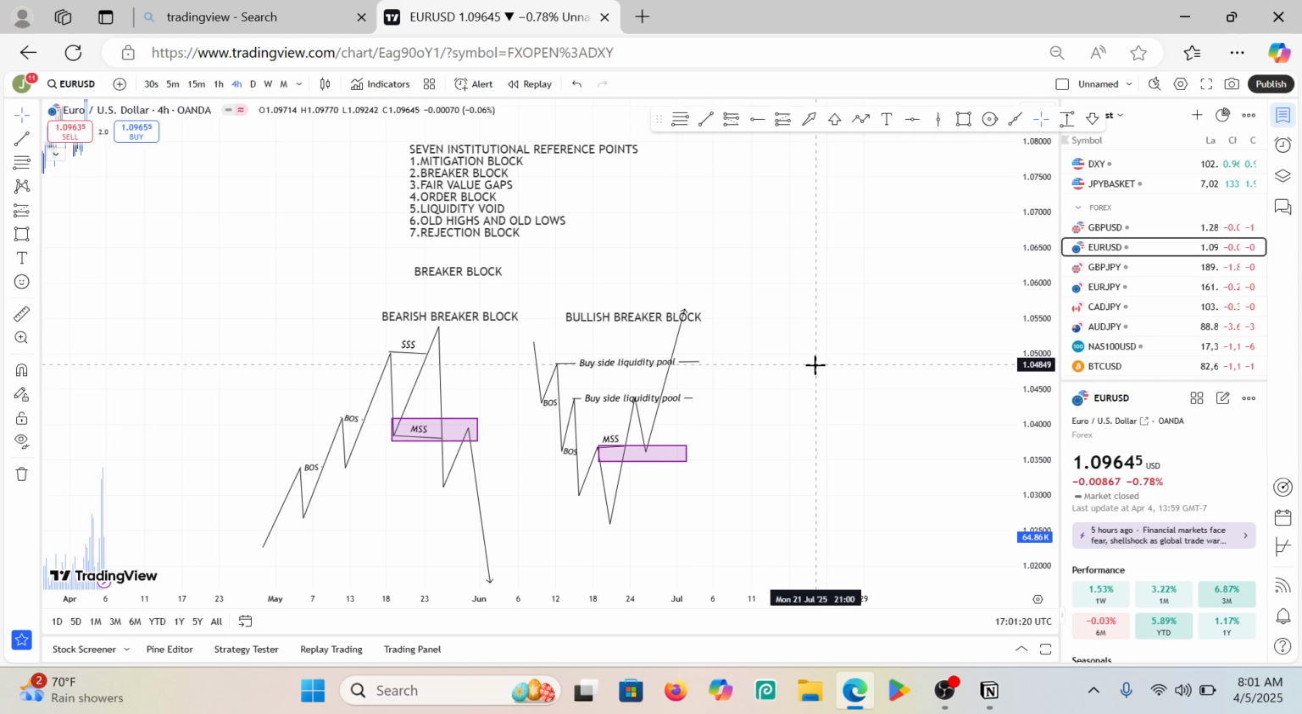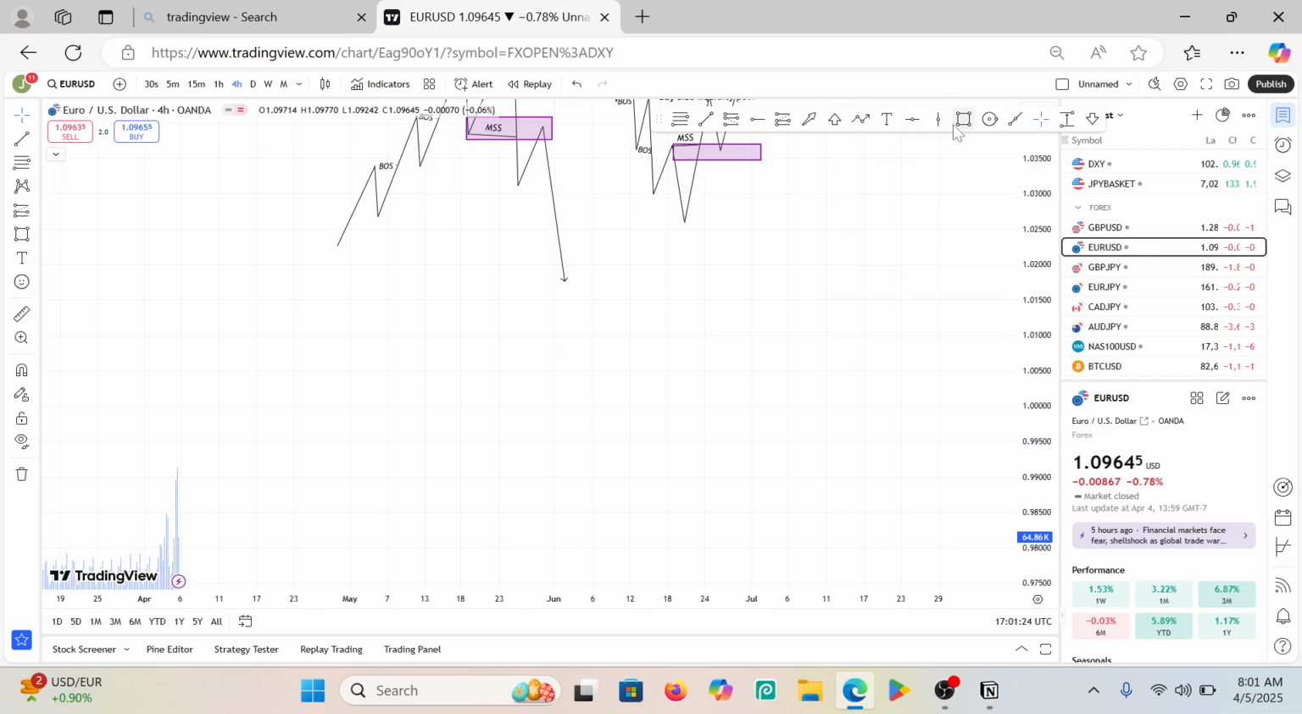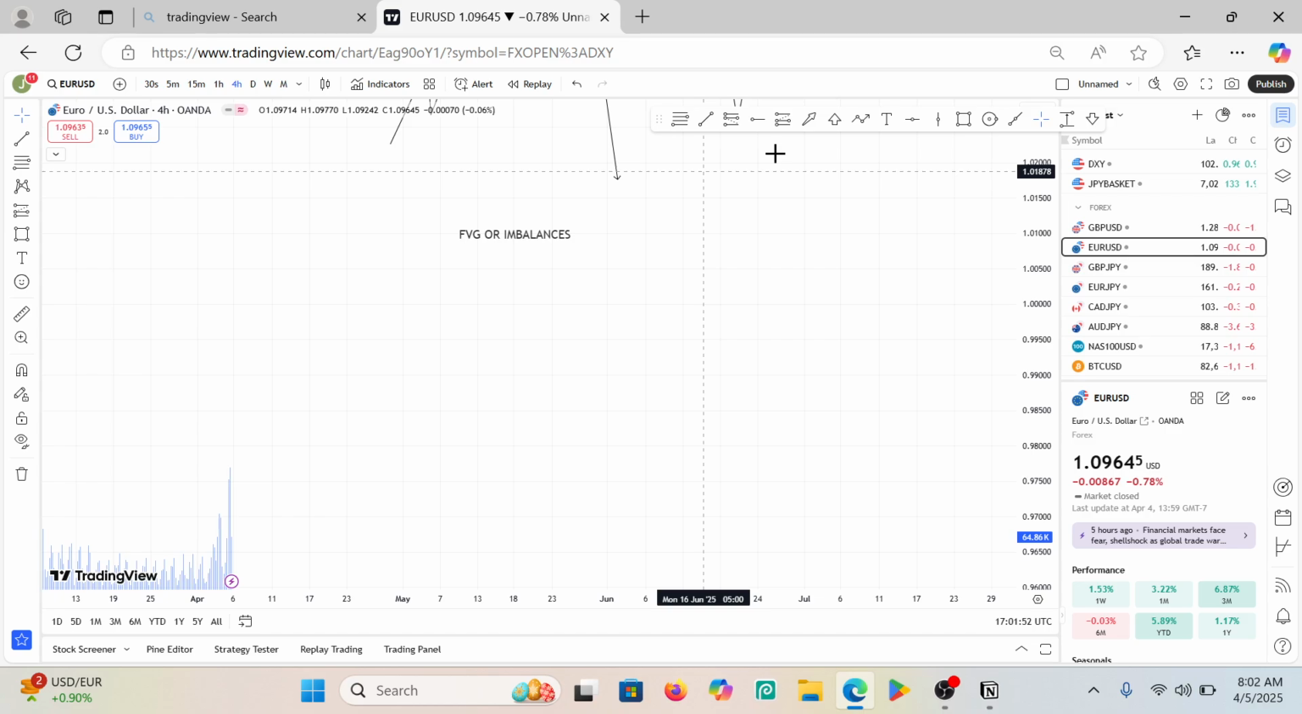The next one is the fair value gap. We have a bullish fair value gap and a bearish fair value gap. A fair value gap is also known, in short, as an FVG, or imbalances in the market. So we have a fair value gap.